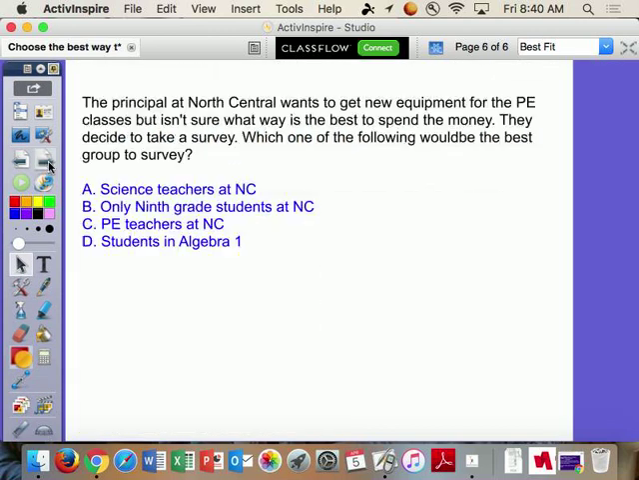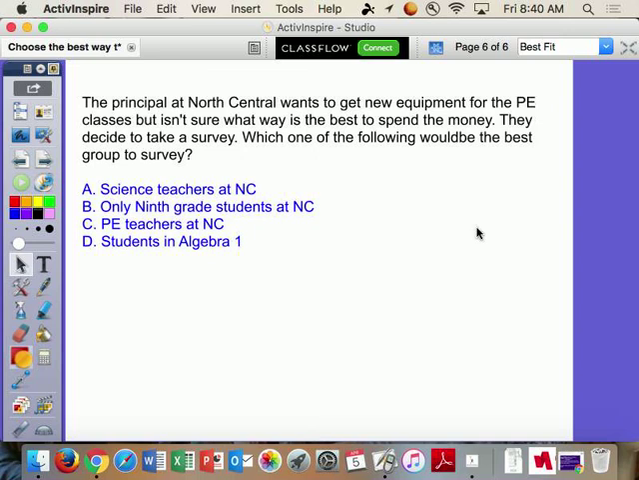Alright, this last one isn't in your packet, but just help me answer it. So, the principal at North Central wants to get new equipment for the PE classes, but isn't sure what way is best to spend the money. They decide to take a survey. Which of the following would be the best group to survey? The science teachers, 9th grade students, PE teachers, or students in Algebra 1?